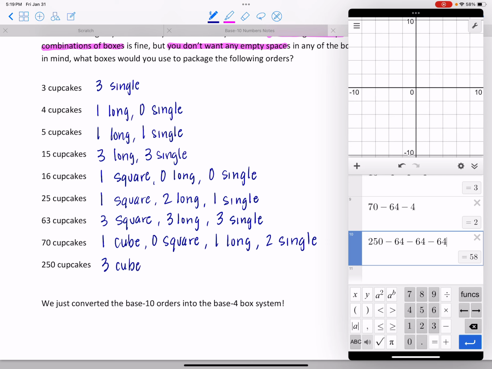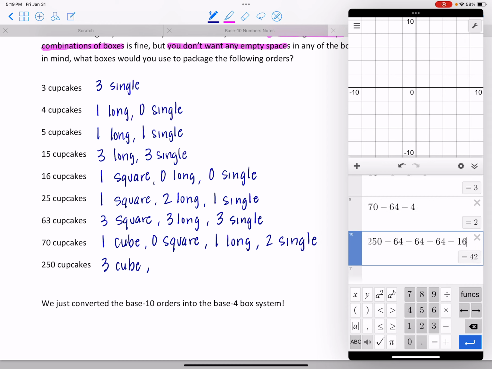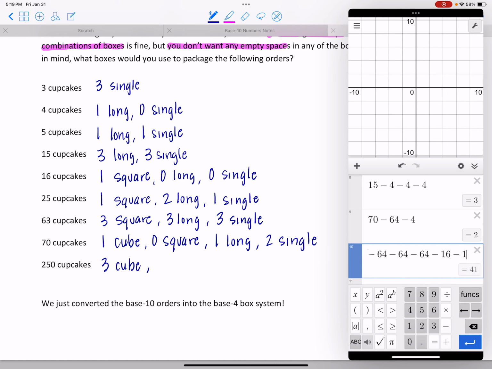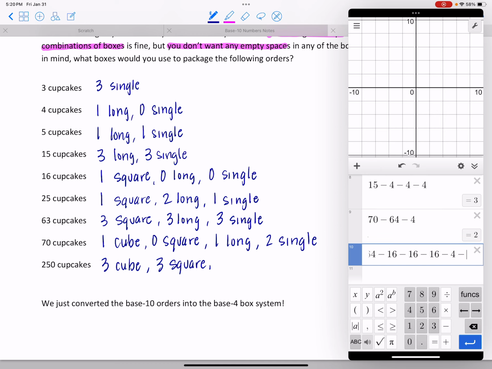So 3 cube boxes. 58's big enough to get some squares, so let's see how many squares, which have 16, I can get out of there. Subtract 16, subtract 16 again. I can subtract 16 again, and then I can't anymore. So I can do 3 square boxes. And then let's see how many long boxes I can use. Those have 4s. So I can get 4 out of there. I can get another 4 out of there. So I can do 2 boxes of 4. So that's 2 longs. And then I got 2 left over. So 2 singles going here.